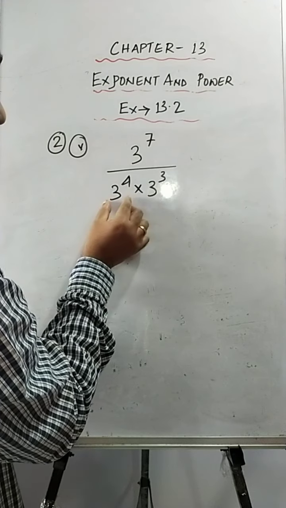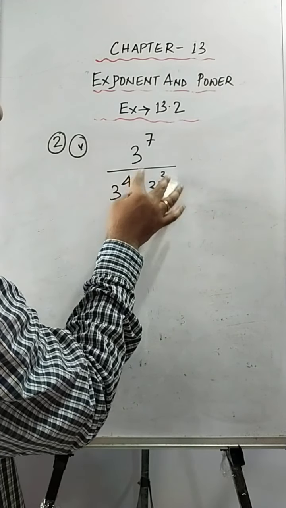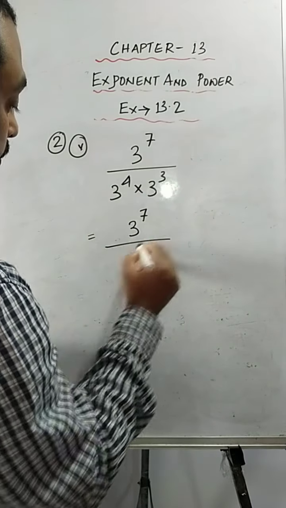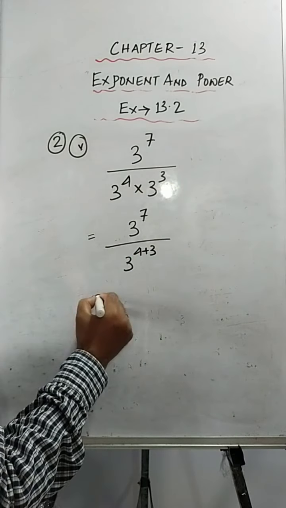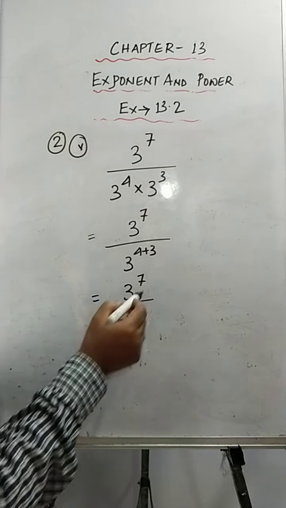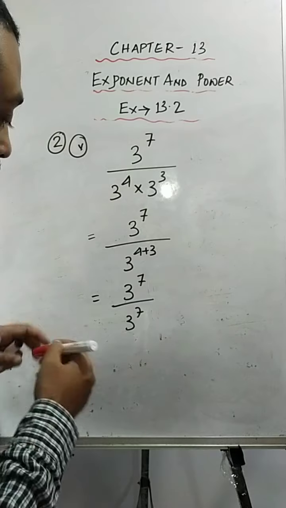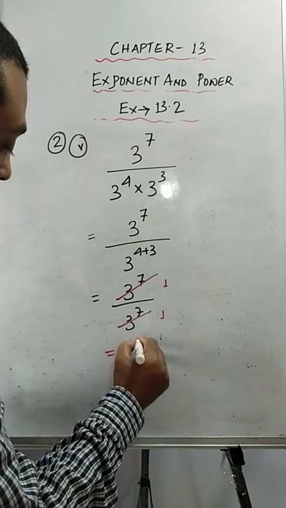So when the exponential forms carry the same base and there is a multiplication sign, what do we do with the powers? We add the powers, isn't it? So 3 to the power 7 by 3 to the power 4 plus 3. So the answer would be 3 to the power 7 by 3 to the power 7. Now you see the numerator value and the denominator value are very similar to each other. So what we'll do? We'll cancel it. So your answer would be 1.